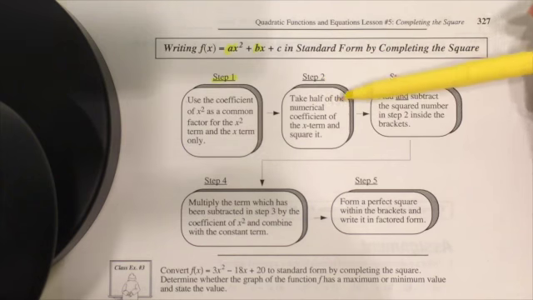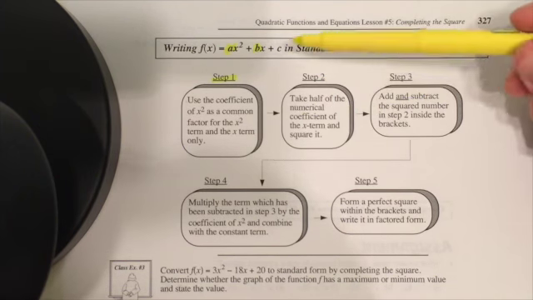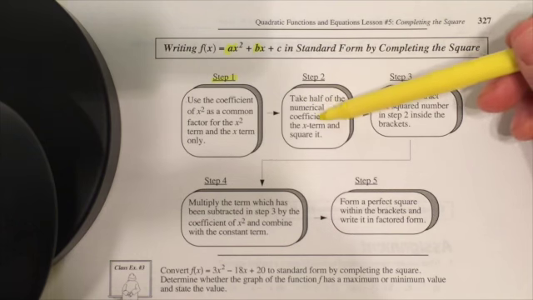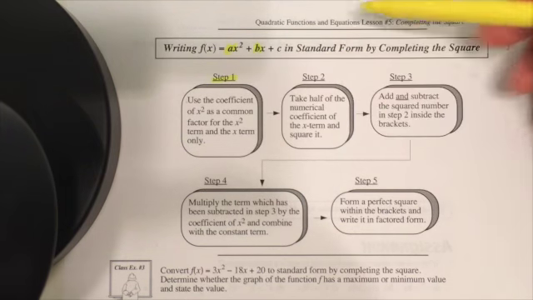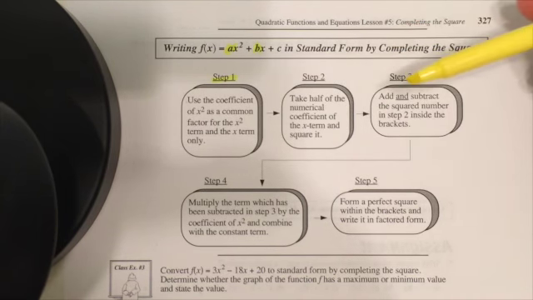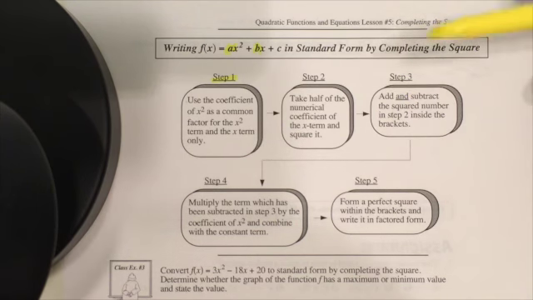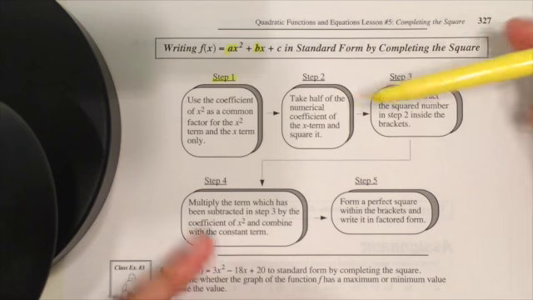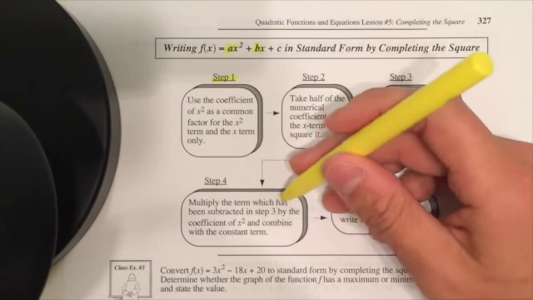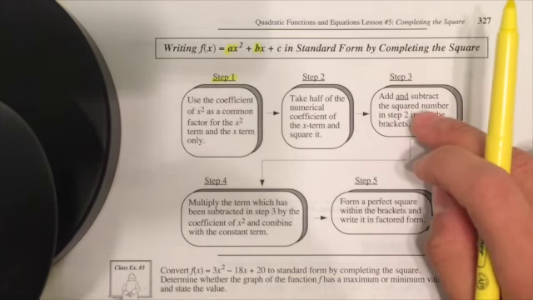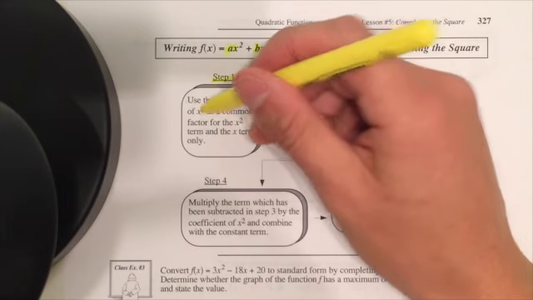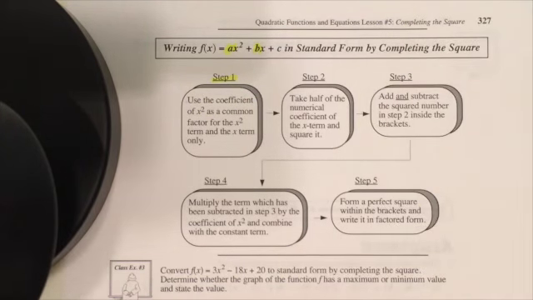And then basically we're taking the same process that we did for the first one. So take half the numerical coefficient of the x term and square it. Remember, this is our x term, so we're going to take half of b and then square it. Then we need to add and subtract the squared number in step 2 inside the brackets, exactly what we did last time. Then we want to multiply the term which has been subtracted in step 3 by the coefficient of x squared, and then combine with the constant term. And then we want to form the perfect square, and within the brackets we want to write that in factored form.